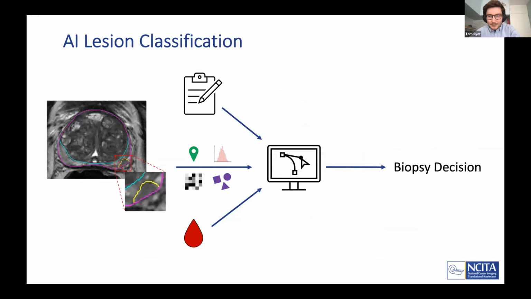So AI may be one way of improving that or reducing those unnecessary biopsies, as well as other more simple biomarkers such as PSA density.